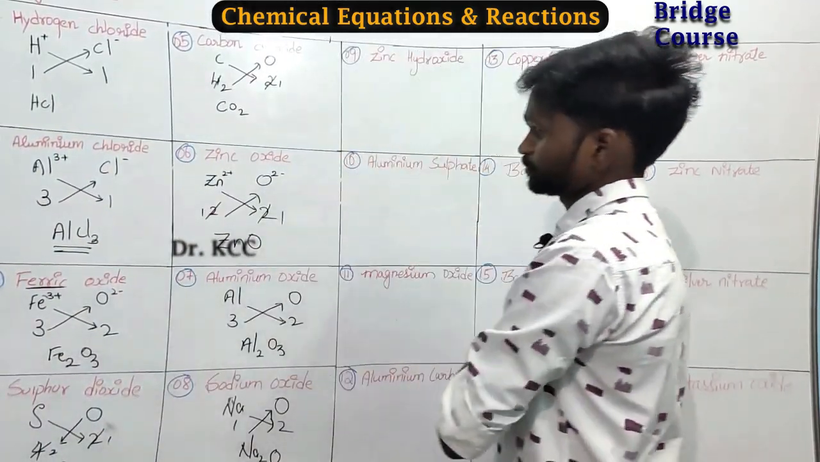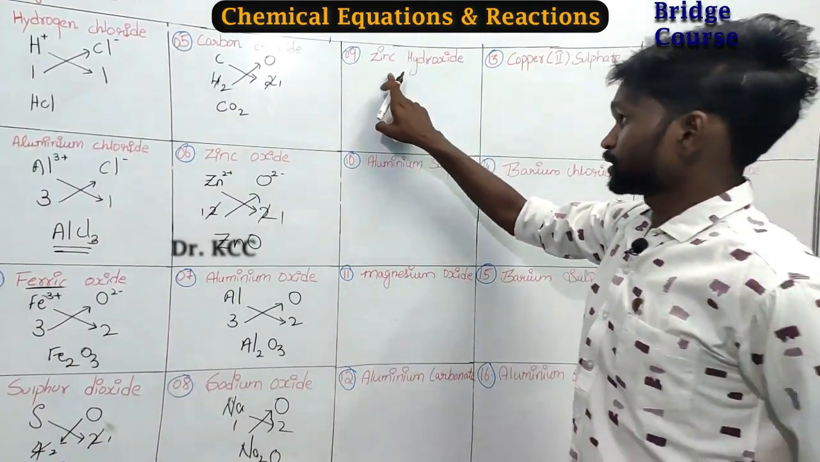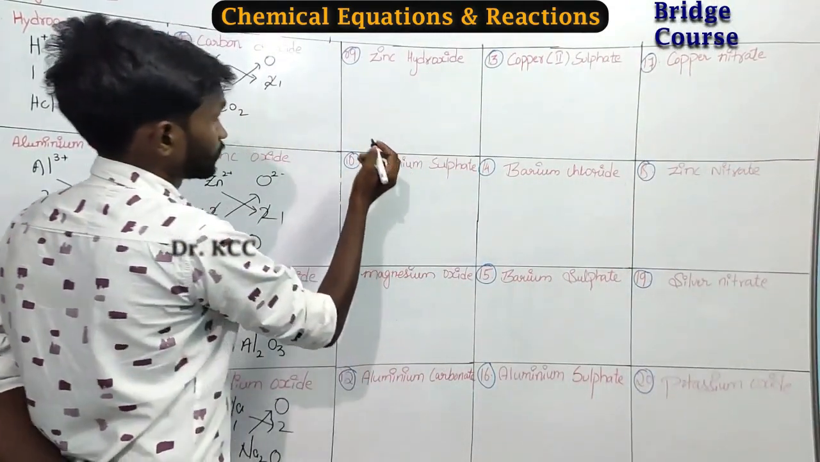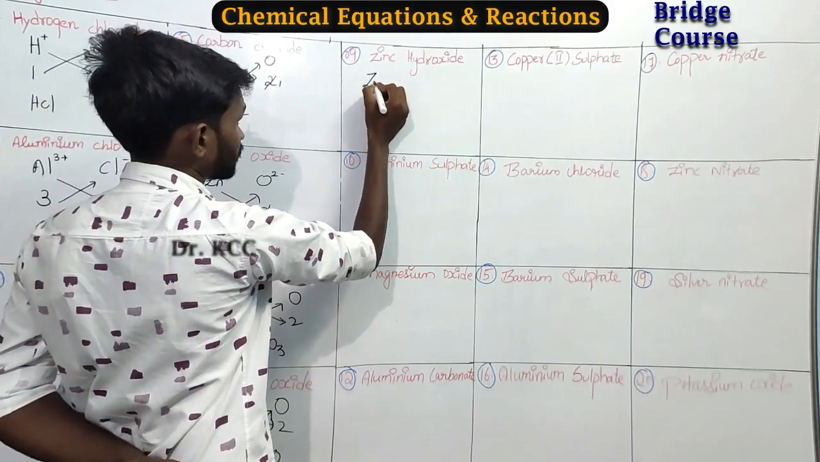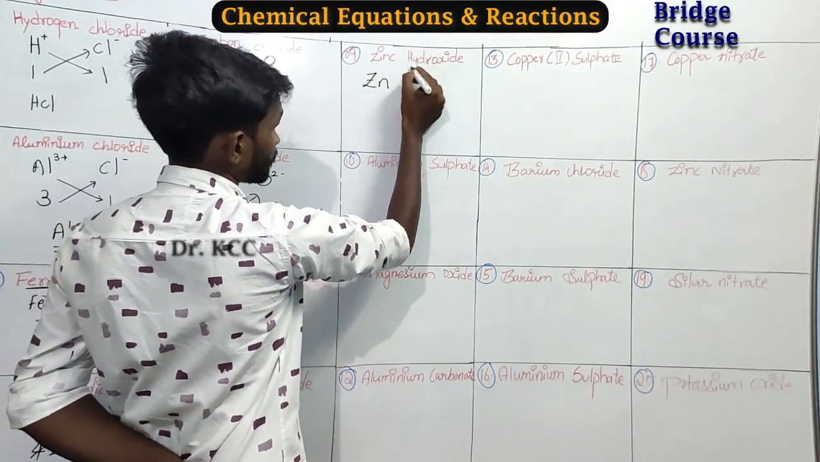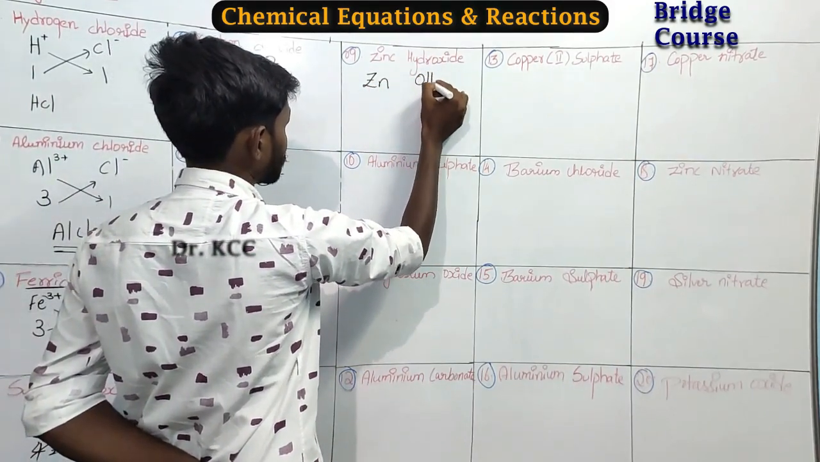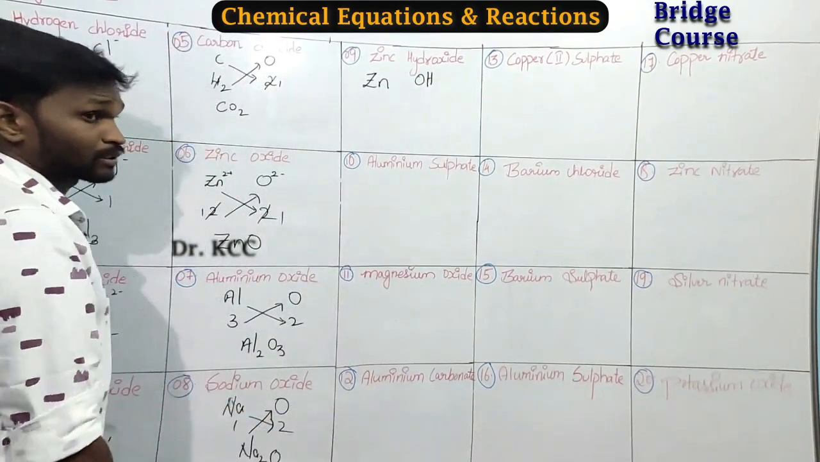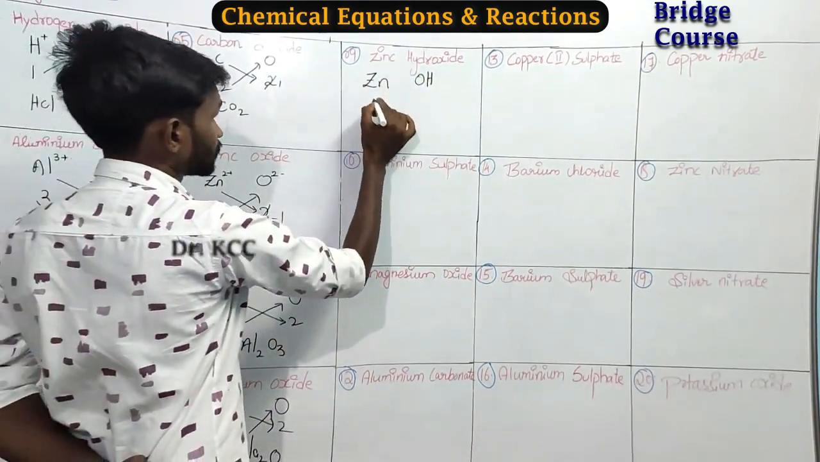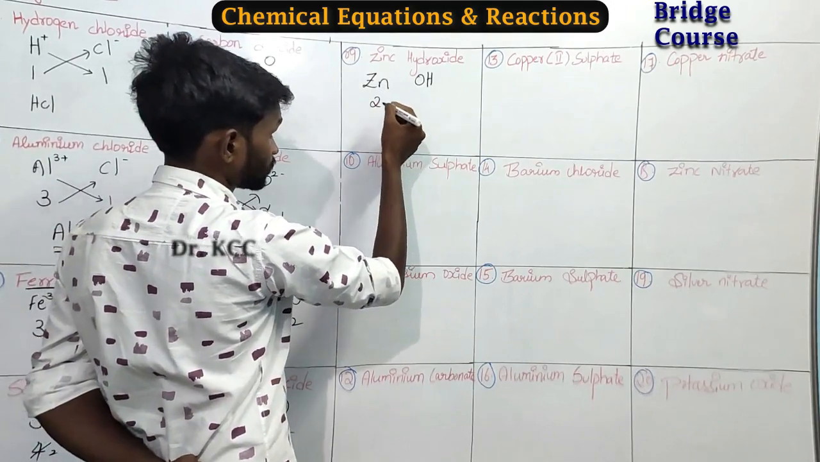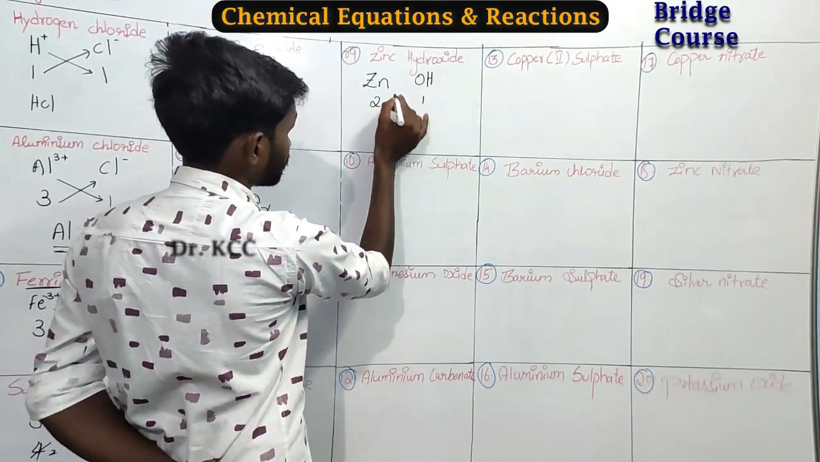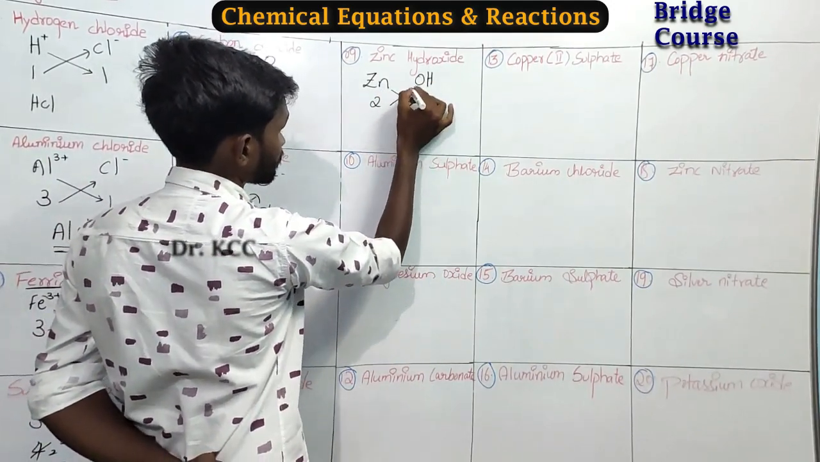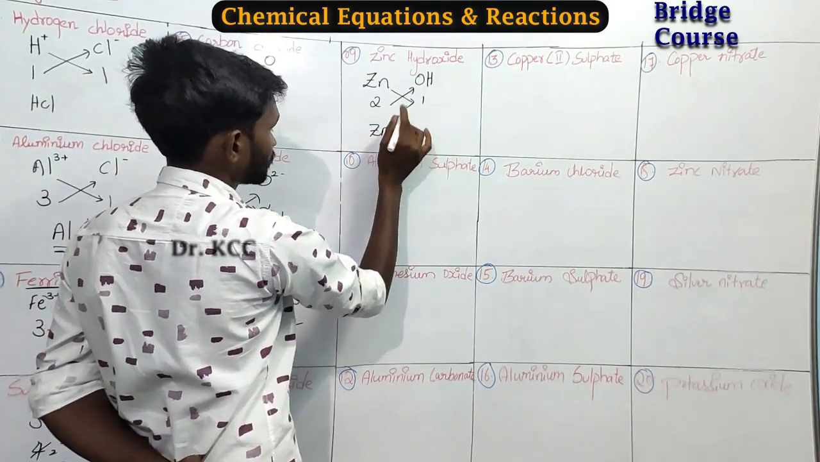The next one you can see here, zinc hydroxide. Now zinc, what's the symbol? Zn. Hydroxide symbol is OH. We have seen this before, right? Now zinc has 2 electrons, valency 2, hydroxide is 1. Now if you cross multiply, you will get zinc.